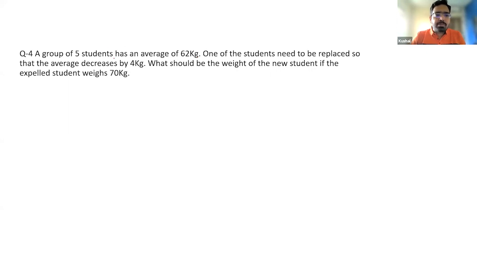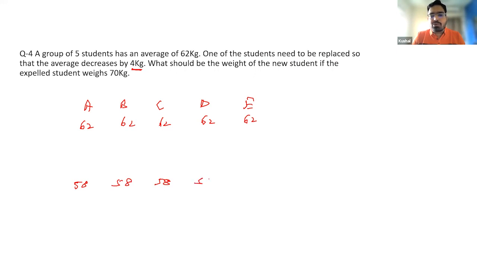Okay, a group of 5 students has an average of 62. So let me say that these are the 5 students A, B, C, D, and E, and the average weight is 62. So let me give 62 to each one of them. One of these students needs to be replaced so that the average weight decreases by 4 kgs. Average weight has to what? Average weight has to decrease by 4 kgs. That means the new average that you are looking at must come down to 58 for each of the students. One of these students is of course replaced. So I will have to choose out of A, B, C, D, E, one student to be replaced.